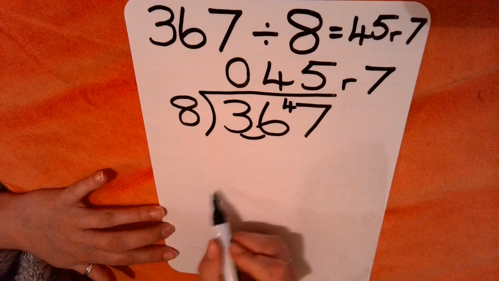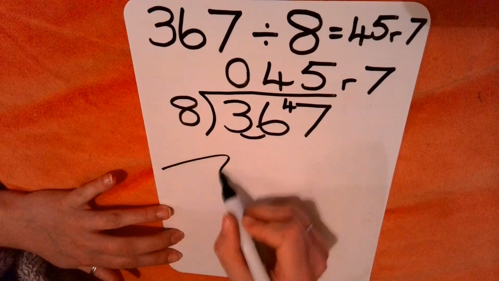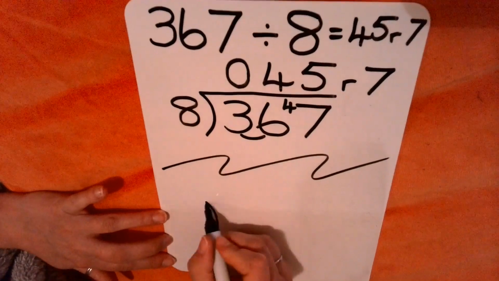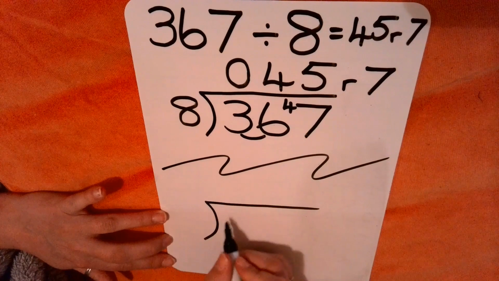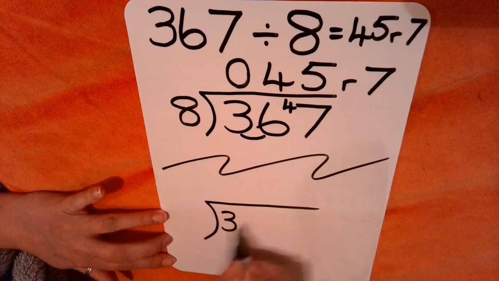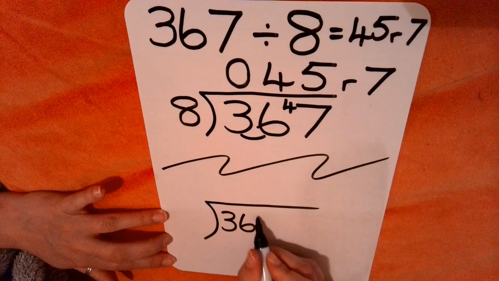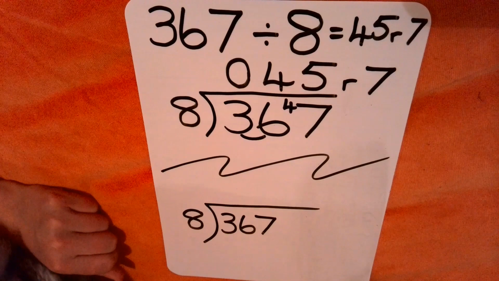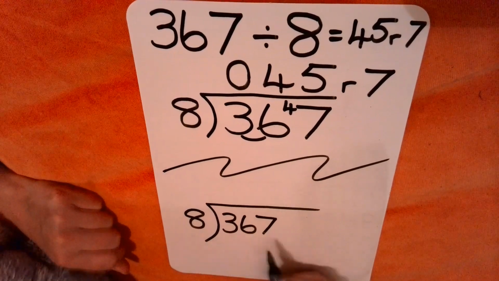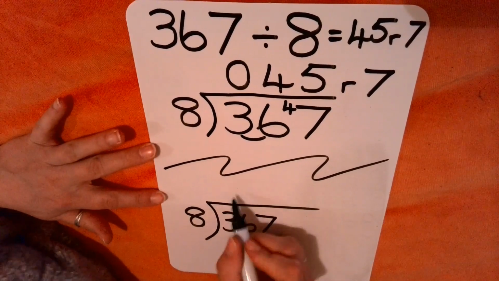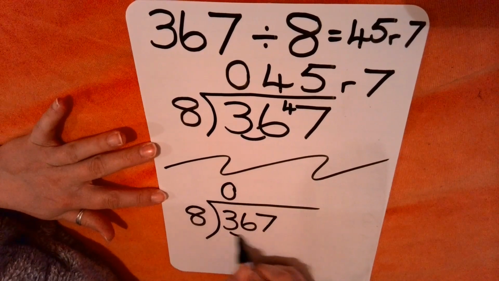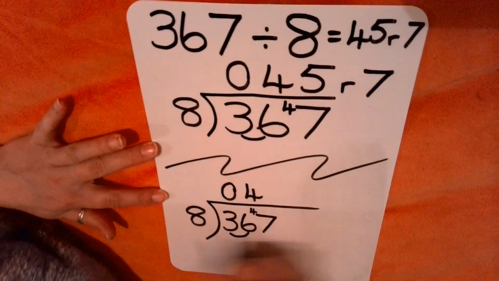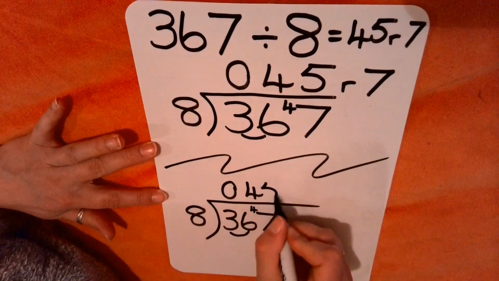So I'm just going to show you down here how I would change this so that it's in a decimal. So this step I do the same as before. 8 into 3, 0. 8 into 36 is 4, with 4 remaining. 8 into 47 is 5.